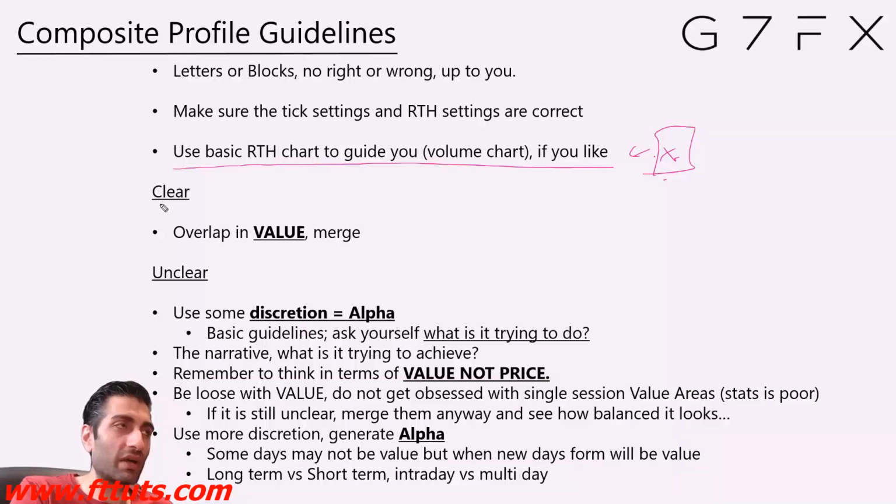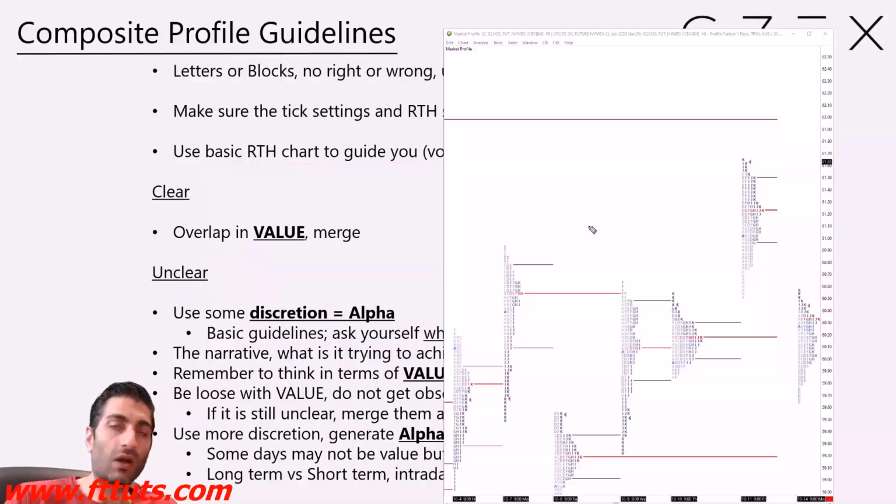What do I mean by guideline number 1? If the overlapping value is clear, we merge them. Let's look at an example. I've brought over here crude oil. Guys, you're going to see this quite a lot, but unfortunately it's not always the case. Maybe 30, 40, 50% of the time that you go to merge, you will get really nice balances that you can merge, okay?